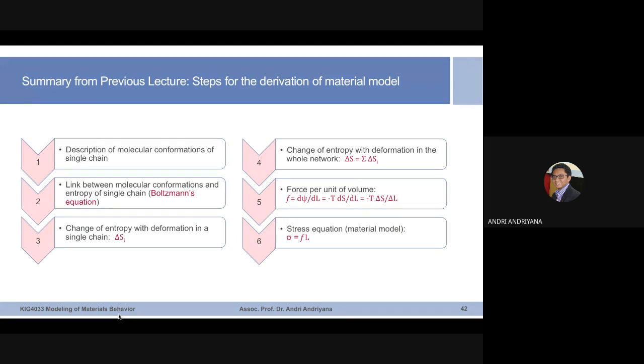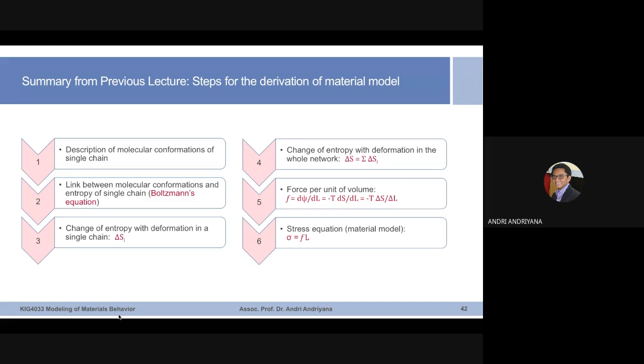And then if we go backward from number 6 all the way to number 1, in order for us to be able to write a proper mathematical equation for the stress, we need the mathematical expressions of F in number 6. And then backward to number 5, F, or force per unit of volume, can be determined from the differentiation of the Helmholtz free energy with respect to the deformations or change of length.